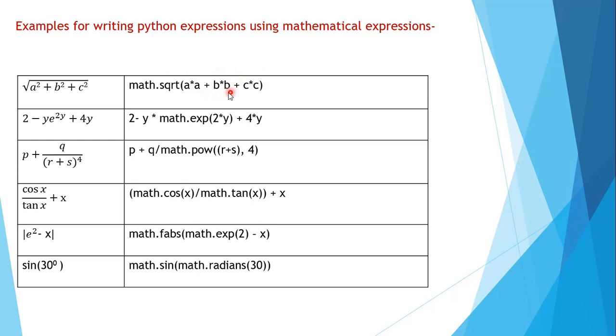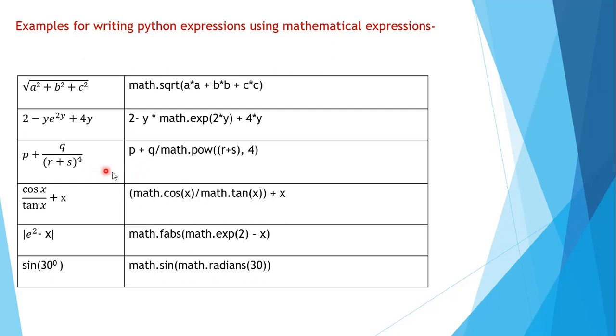First this value will be calculated and the addition will be performed, and the square root of that value will be taken out. In this way you can write this expression and get the desired output. In a similar way, you have written e to the power 2y plus 4y, as 2 minus y into math.exp function, and then 2 into y plus 4 into y.